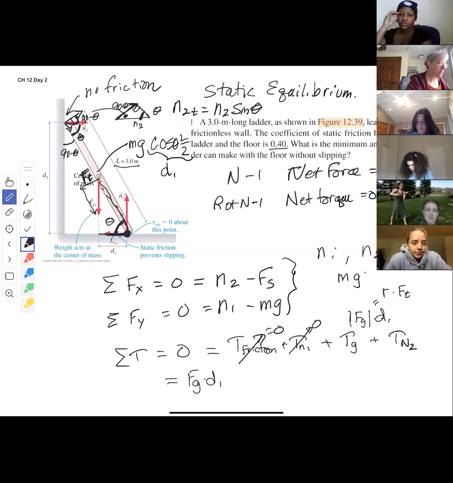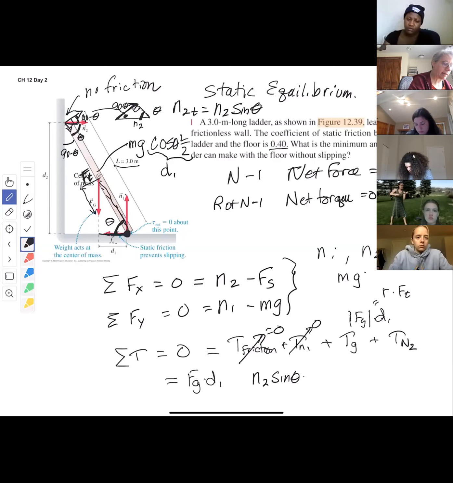So if it's like N2 sine theta, that would be times L, which is the distance to the pivot point. But if it's like L times sine theta, that would also be D2 in this case. Okay, I'm going to go with yours because we already did the thing about the tangential, so we'll go ahead and say L here. Now is that counterclockwise or clockwise? Clockwise. So I'll put a negative sign here. Okay. All right.